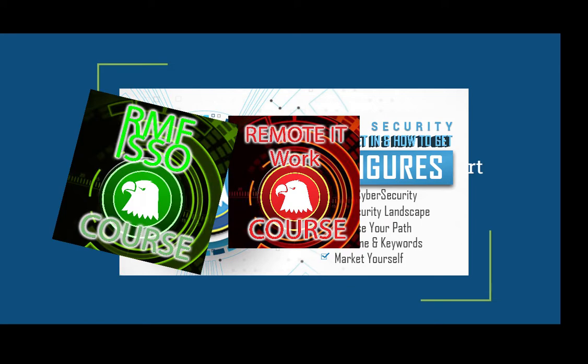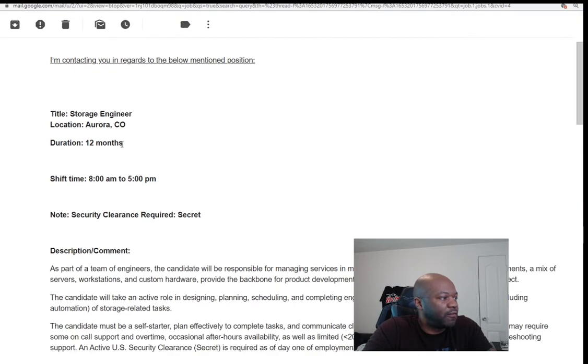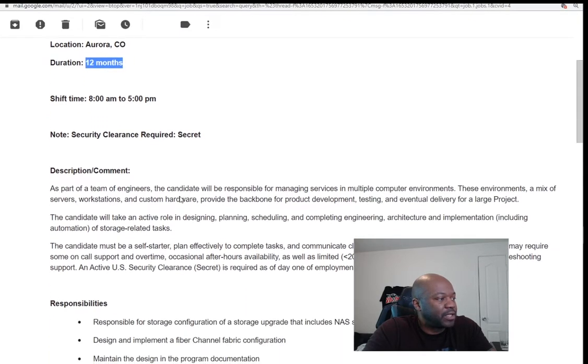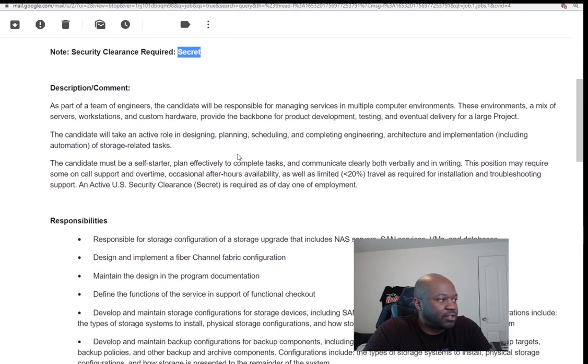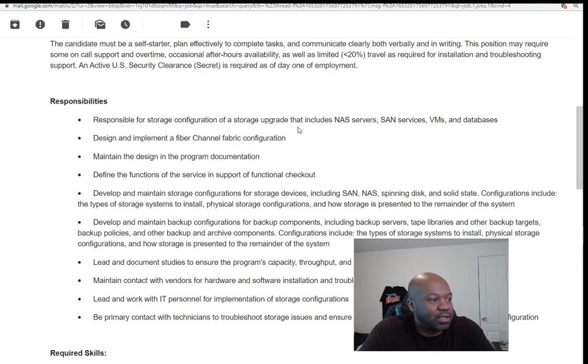All right, let's get into this. So we're talking about a storage engineer, and it's a 12-month contract, and they're expecting you to have a secret clearance. So if you don't have a secret clearance, this is only a 12-month contract, so I don't imagine they'll take anybody without a secret clearance, just so you know. So I would not even waste your time if you don't have one. If you happen to be a storage person, let's see, what responsibilities are they looking for?